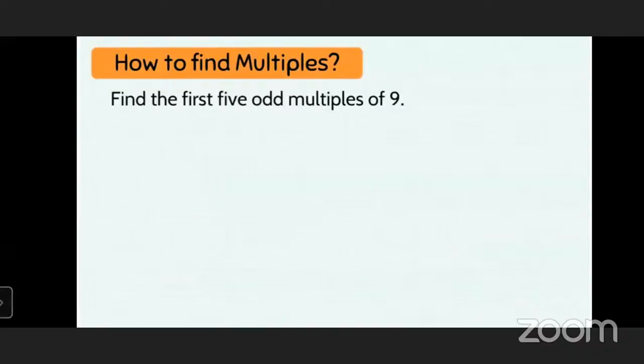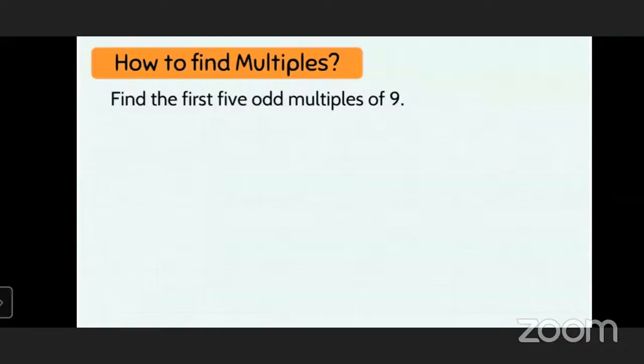Find the first 5 odd multiples of 9. Anybody? 9 ones are 9, 9 threes are 27, 9 fives are 45, 9 sevens are 63, 9 nines are 81.